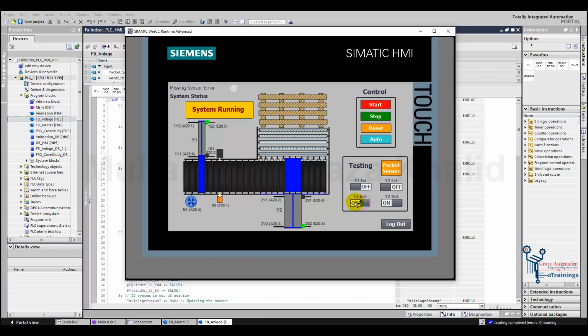So now change the position of the cylinders. Now retraction will be off and both are extended. So here we can see that one cycle has completed, cylinders are retracted again, and so the cycle is started again. So the packets will be detected again, and then cylinders will extend to move the packets to the pallet.